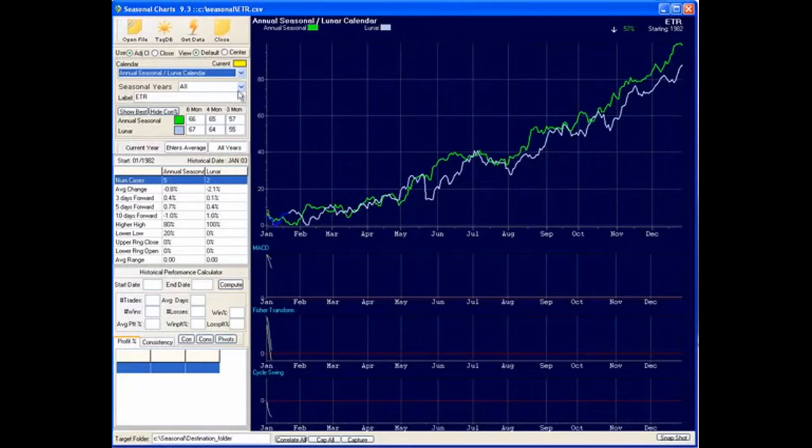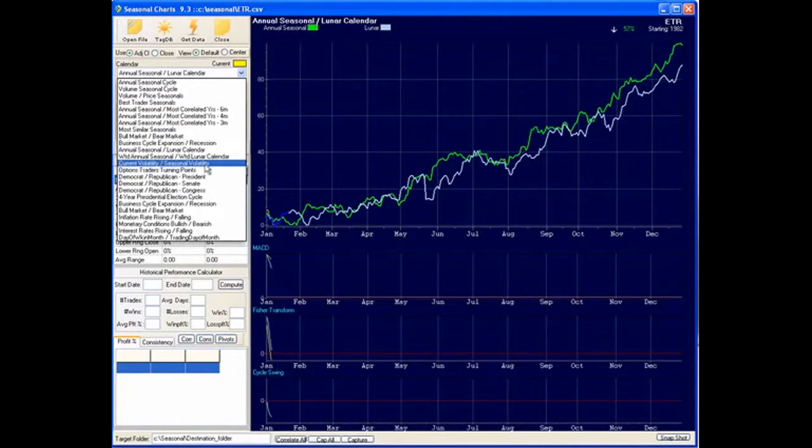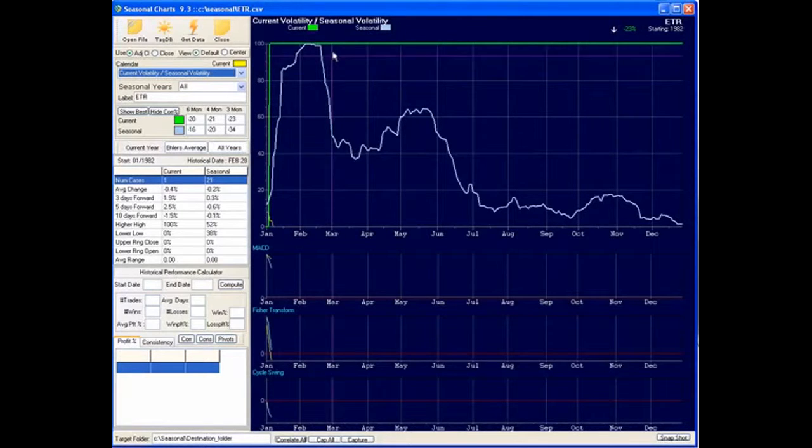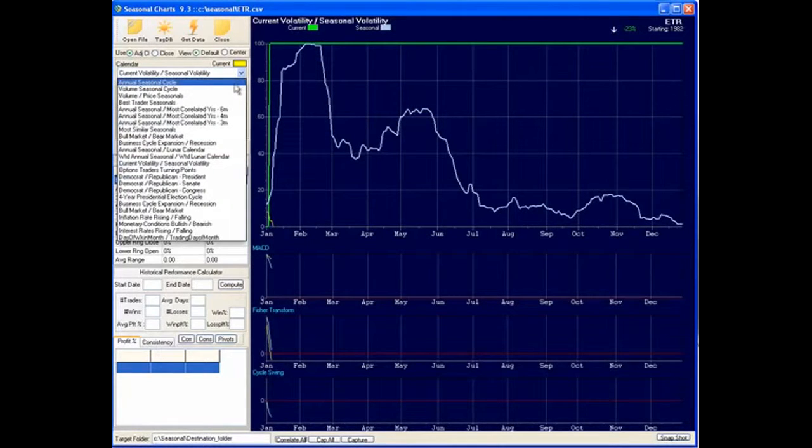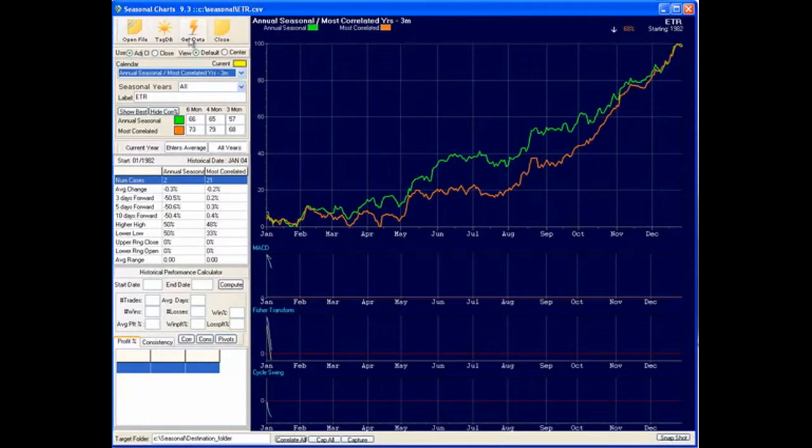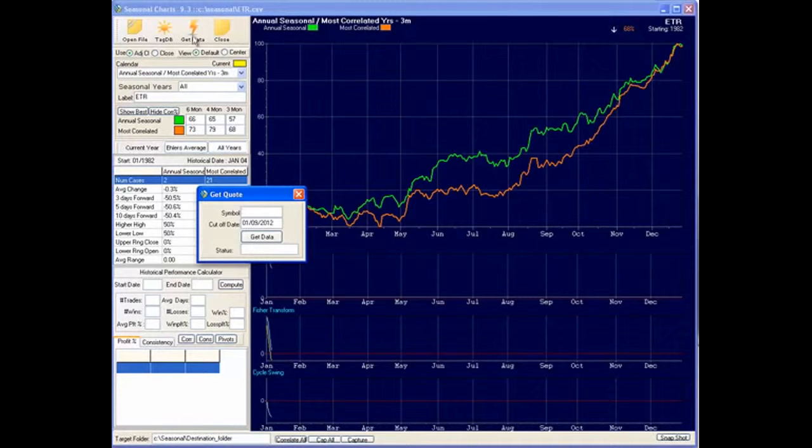We have a lunar calendar seasonal that also tells us this, and this period of time is not that good. And then let's see if there was a volatility calendar. All right, this is the peak of volatility in general for that particular stock. So there's an incredible number of ways you can use this. Now let's do FedEx.